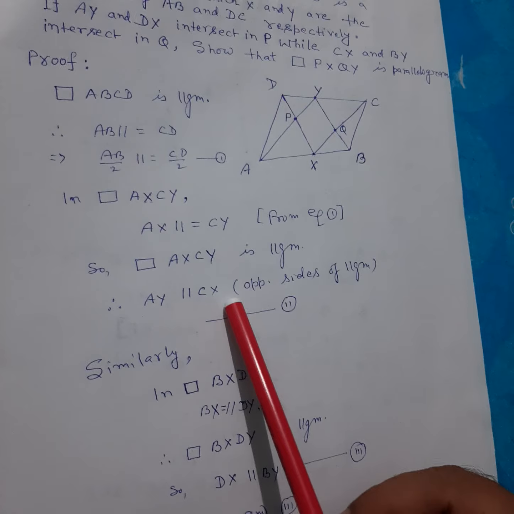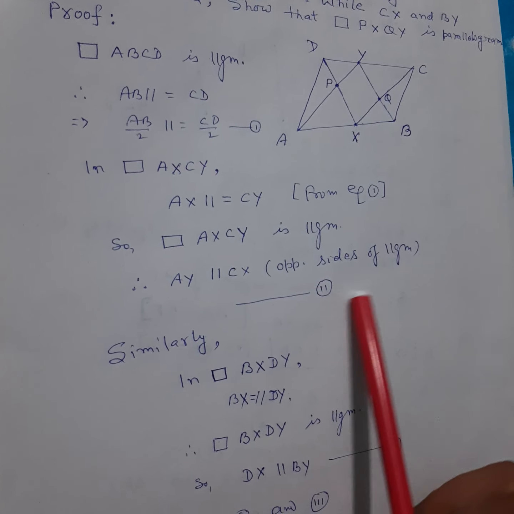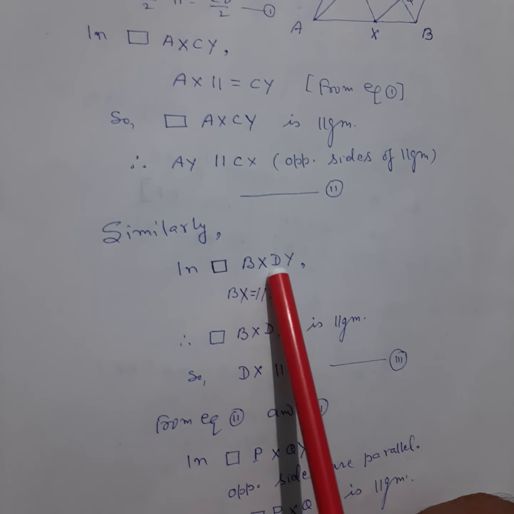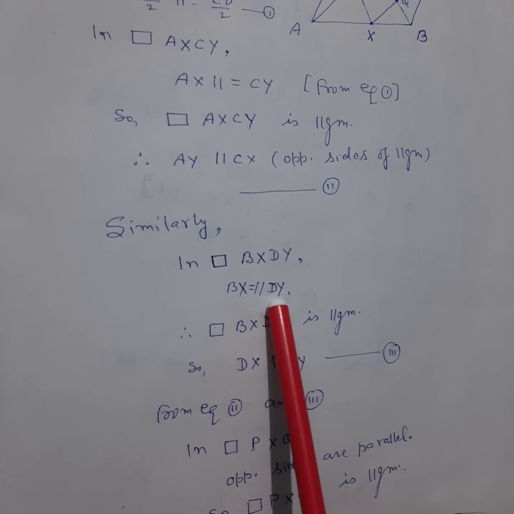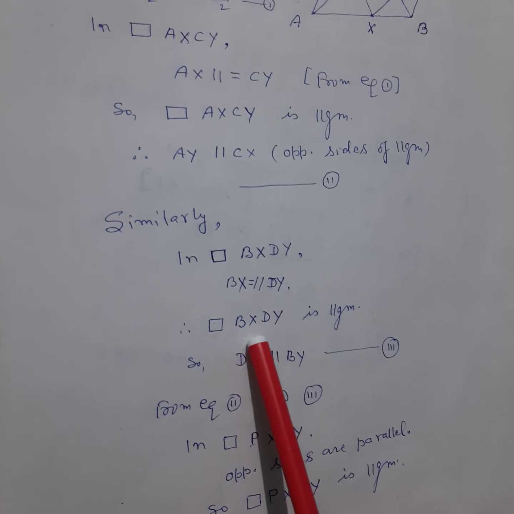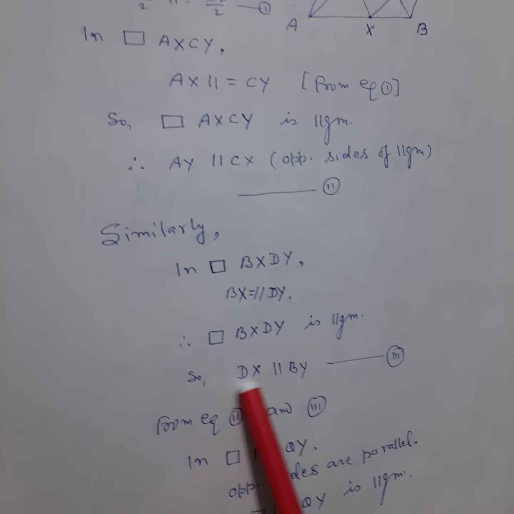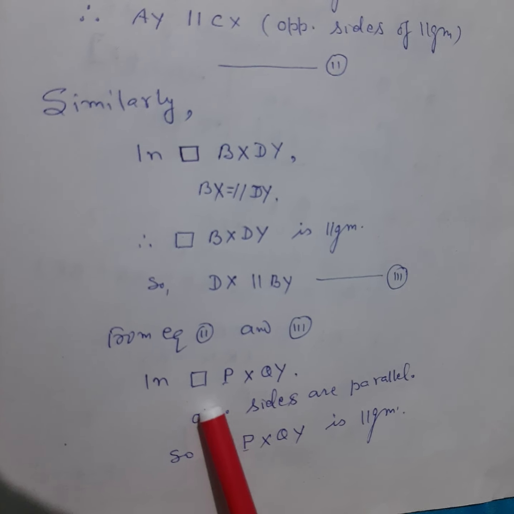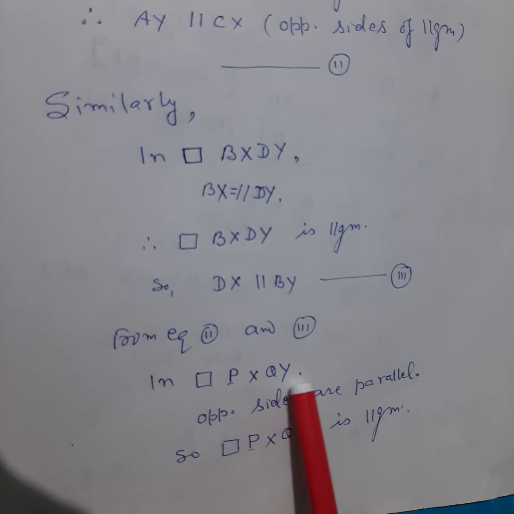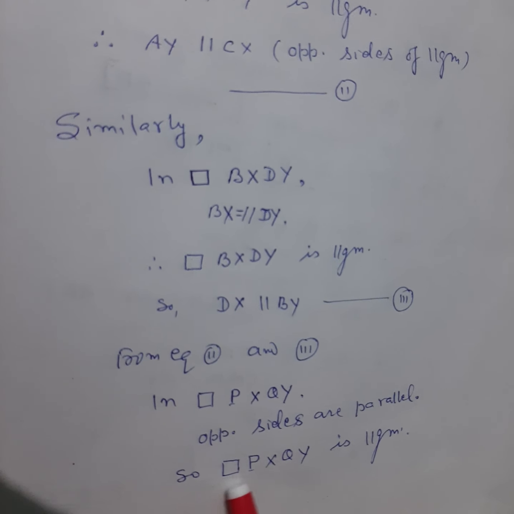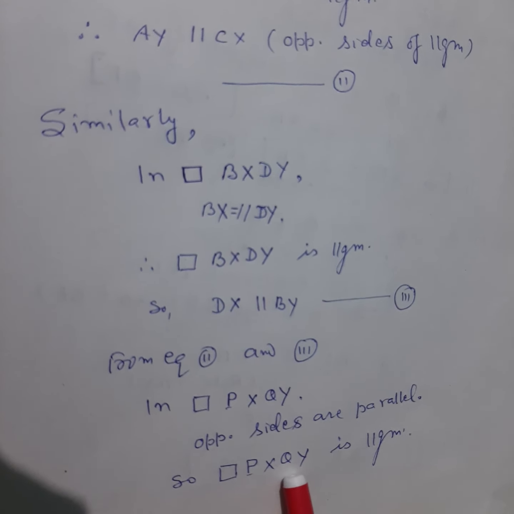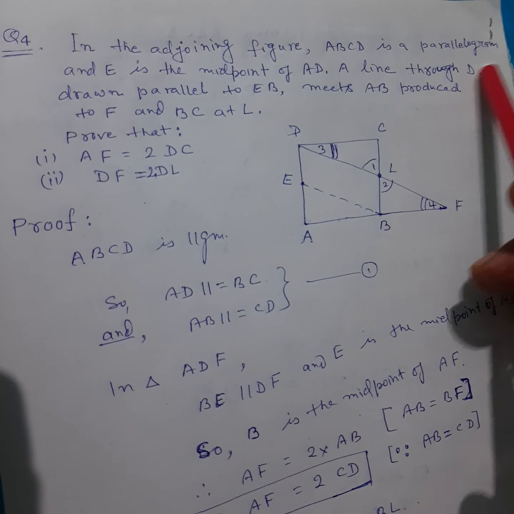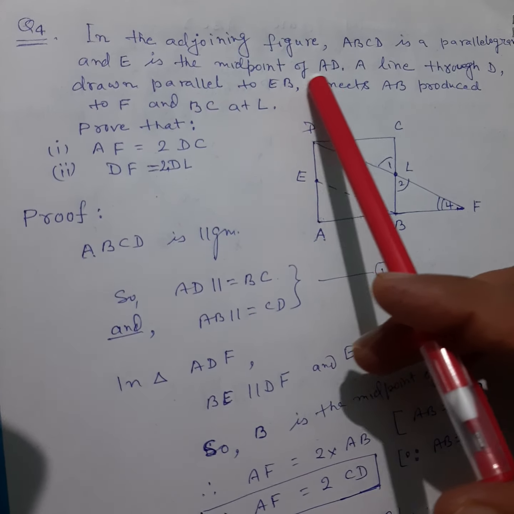So AY is parallel to CX, opposite sides of a parallelogram, equation 2. Similarly, in quadrilateral BXDY, BX is parallel and equal to DY, so BXDY is a parallelogram. Therefore, DX is parallel to BY, equation 3. Now from equations 2 and 3, in quadrilateral PXQY, opposite sides are parallel, so quadrilateral PXQY is a parallelogram.